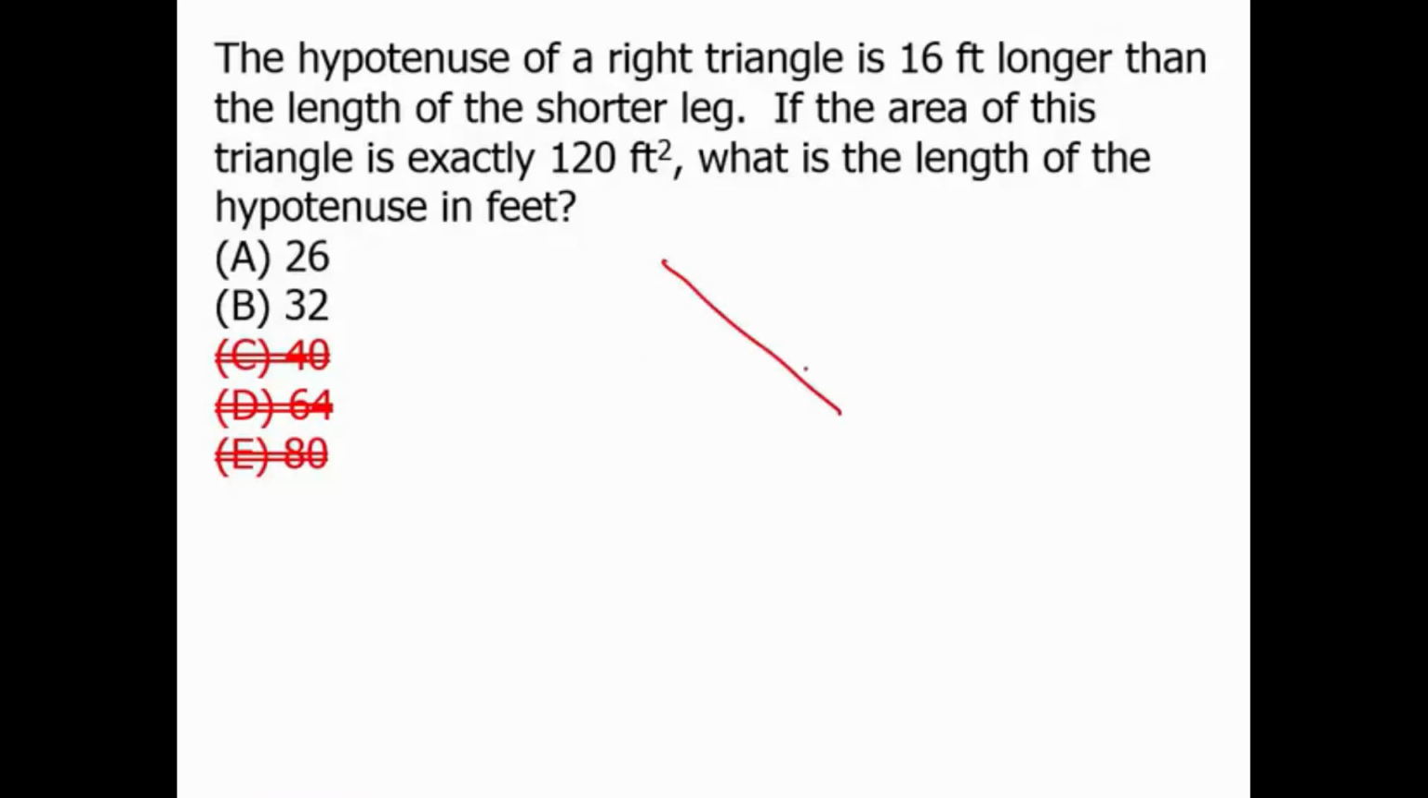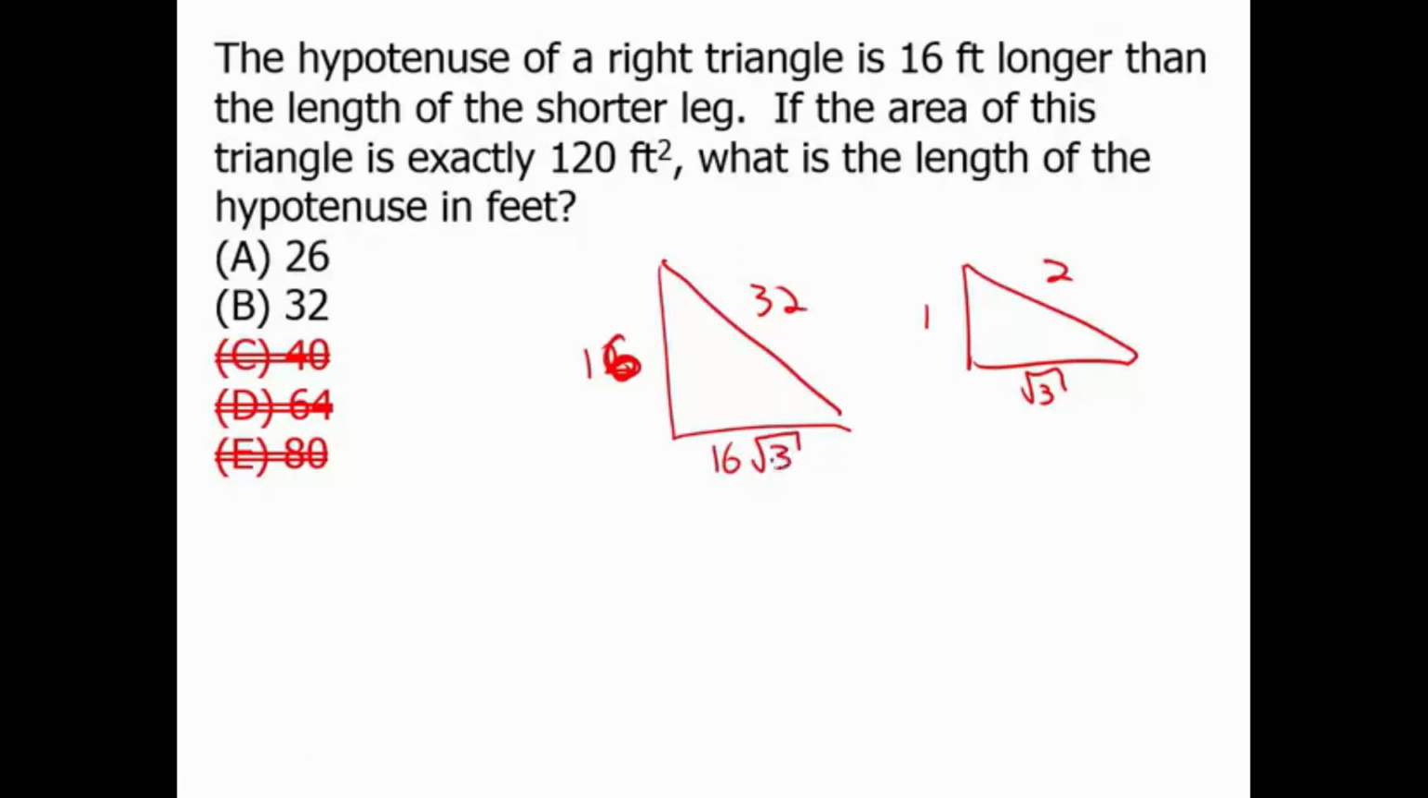So now the hypotenuse is 32. The leg is 16 less than that, so that is 16. And notice this is a scaled up version of a triangle with a hypotenuse of 2 and a side of 1. And of course, what would be the third side of this? Well, you may recall this is a 30, 60, 90 triangle, so the missing side is root 3. This is just multiplied by it, so it is 16 root 3.